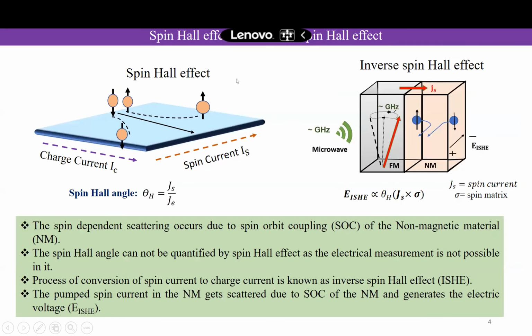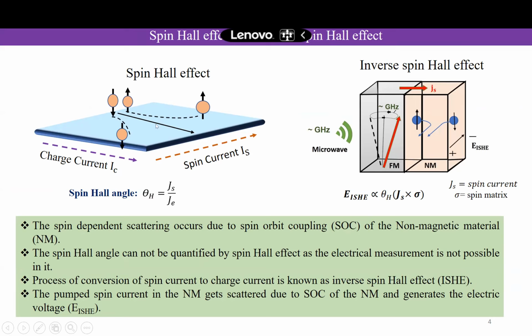As I said, the spin Hall effect is an important topic here. In the spin Hall effect, when a charge current is passed through a material having a high spin orbit coupling, spin dependent scattering happens, and due to it, one kind of spin goes to one edge and the other kind of spin goes to the other edge, and at both edges charge neutrality is maintained.